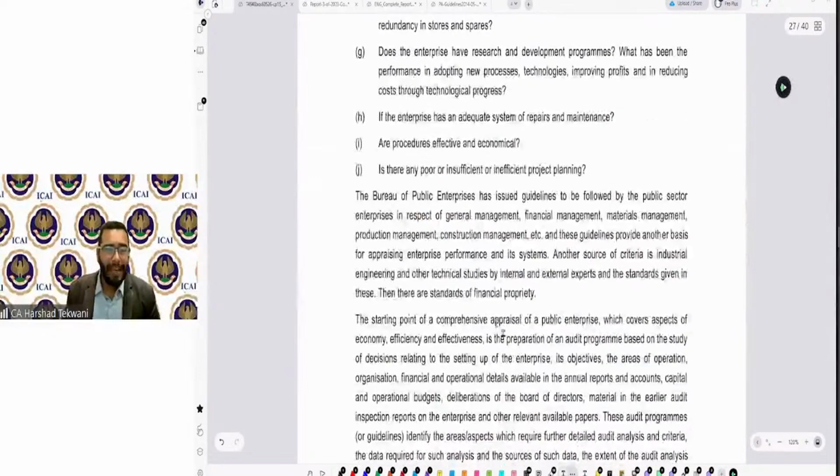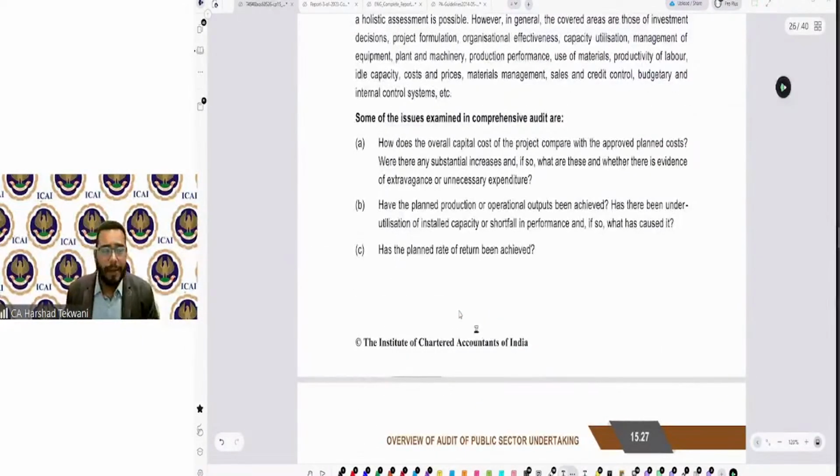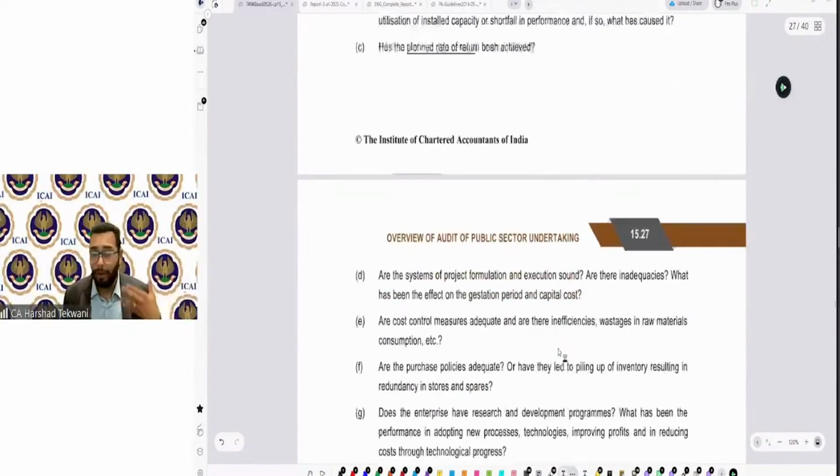Okay. So basically, what things are focused on in a comprehensive audit? How does the overall cost of capital of a project compare to the approved plant cost, and is it being managed? Whether the plant production or operational output has been achieved or not. Let's say I plan that I will operate at 80% capacity. Whether I am operating at 80% capacity or not, and whether the planned rate of return has been achieved compared to the budgeted one.